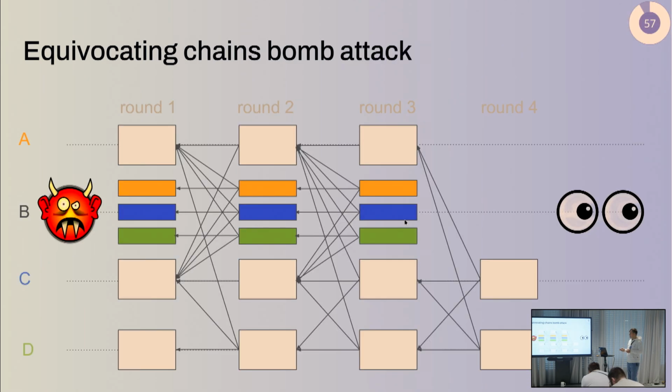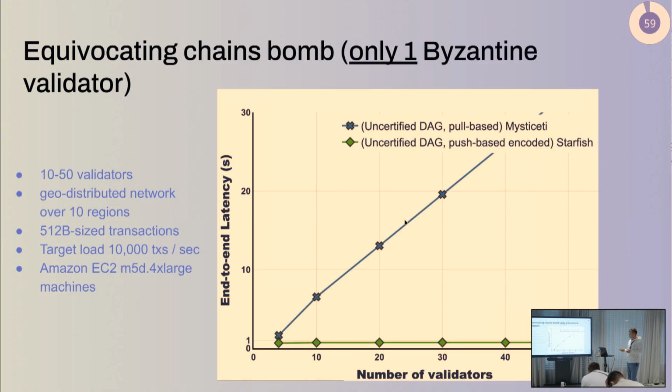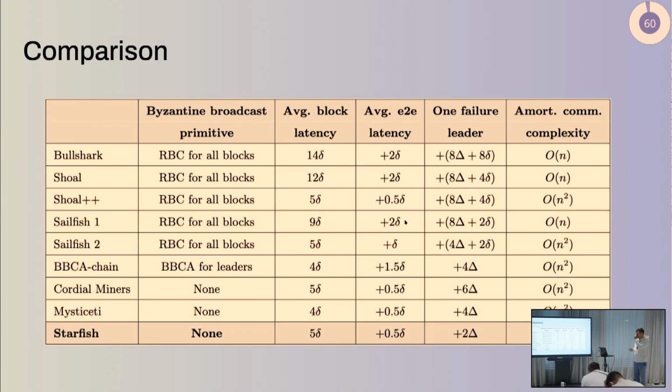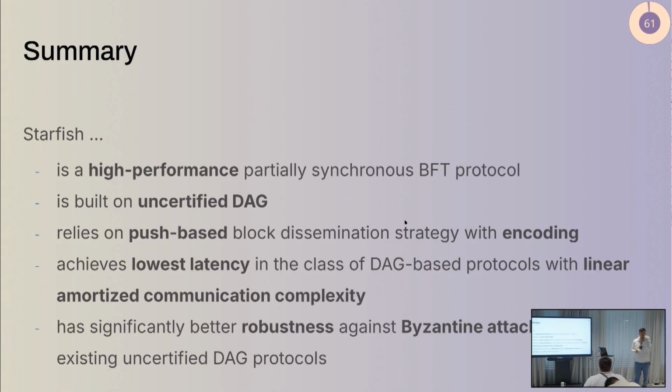Okay, these slides are basically an explanation of this attack. Maybe we shouldn't go into these details. I also have another comparison table between protocols in recent years, and if you look at this table, you can see that Starfish has a little bit larger latency than Mysticeti, but it has better so-called amortized communication complexity, because we do encoding for transaction data. That's it from my side. If you have any questions, if you want to dive into some details, you're very welcome.